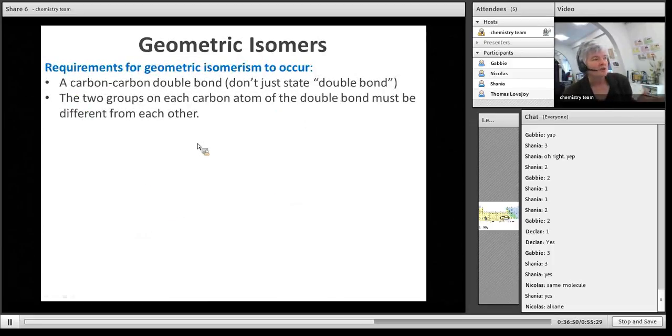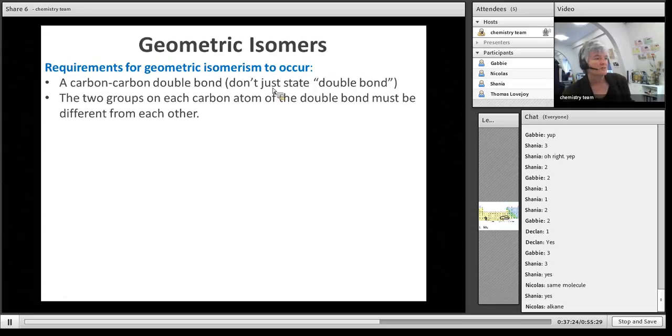Okay, so when do we get geometric isomers and when don't we? First of all, we need a carbon-carbon double bond. Don't just say double bond. At level 2, you sort of get away with it because you only come across one double bond. At level 3, you have carbon-oxygen double bonds as well. And actually, we do come across one type of carbon-oxygen double bond at level 2, and that's in the carboxylic acids. Do you remember that? C double bond O, OH?